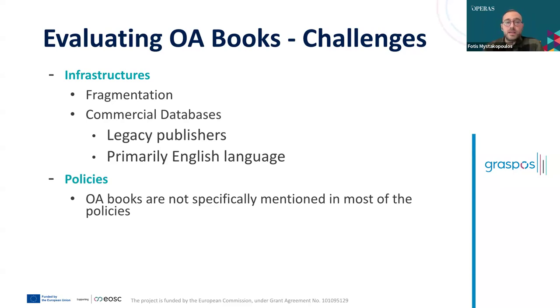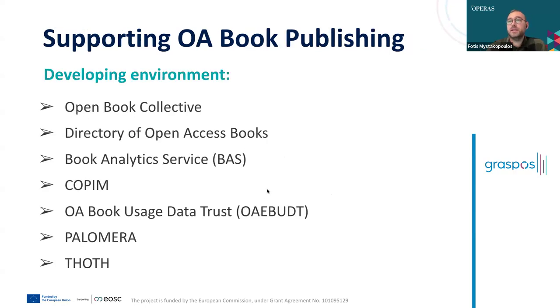And what about policies? I think so far we have had many policies that address open access journals and open access publications for research articles. But within those policies, we did not have specific mentions for open access books, although there have been many, many calls, and I think the landscape is improving. So far, we haven't had the same response for open access books. And it's not all doom and gloom.